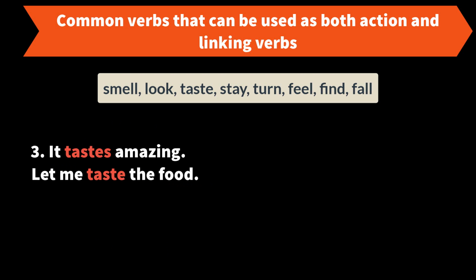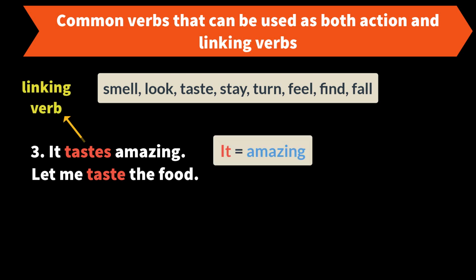Next example. It tastes amazing. Let me taste the food. In the first example, taste is a linking verb linking the subject it to its complement amazing. It equals amazing, right? It's a linking verb. Taste here means is. It is amazing, all right?